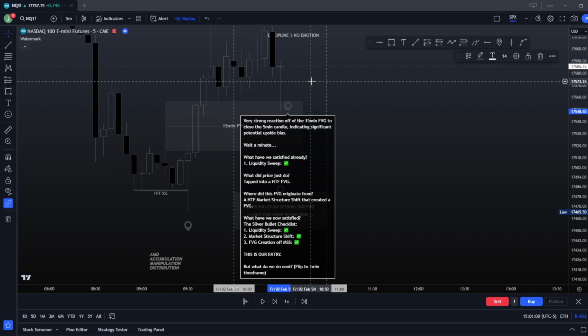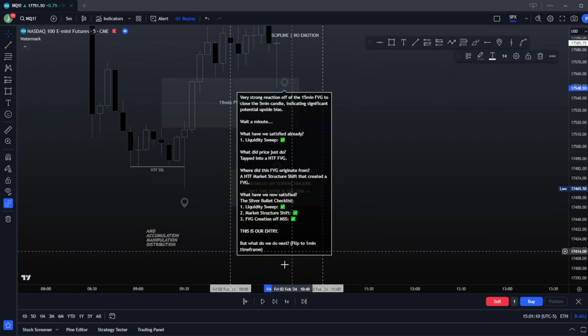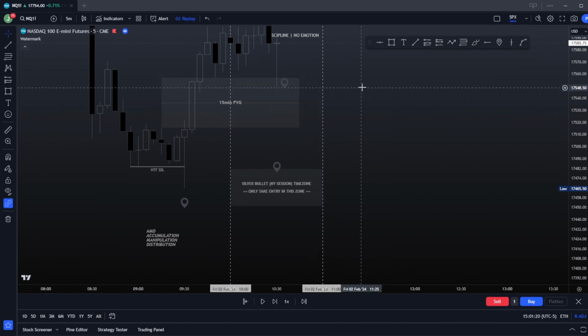And these are all in the direction of our bias, which is we're looking for bulls. So this is our entry. I shouldn't say this is our entry, because I did this after the 5 minute candle closed, and you'll see.